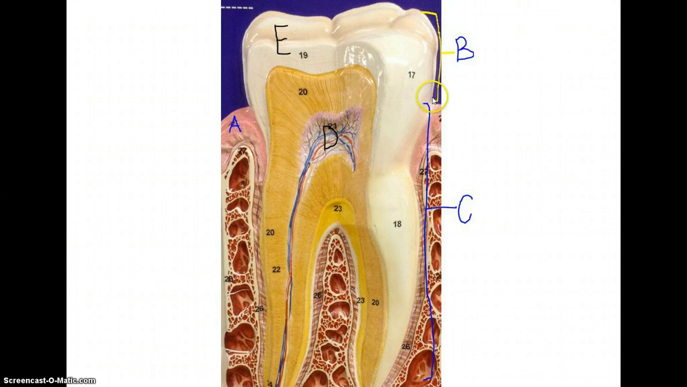Parts of the tooth. You have the crown, you have the root. On the crown, you have the enamel, you have the pulp cavity here, and you have the gingiva here. Crown, root, pulp cavity, enamel, gingiva.